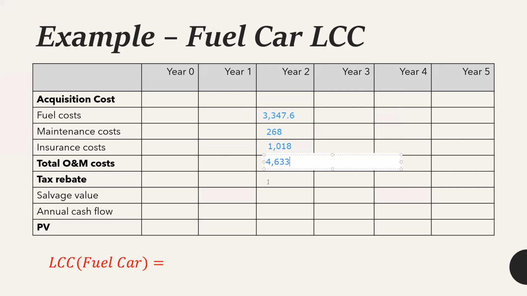Do we have any tax rebate in the second year? No. Any salvage value? No. Therefore, the annual cash flow will be similar to the total O&M cost, that is again 4,633. Therefore, for the percent value, you should do the calculation again. This time it should be the cash flow divided by 1 plus 0.1 to the power of 2, because this is the second year. So you'll get an answer of 4,212. It is again a cost.